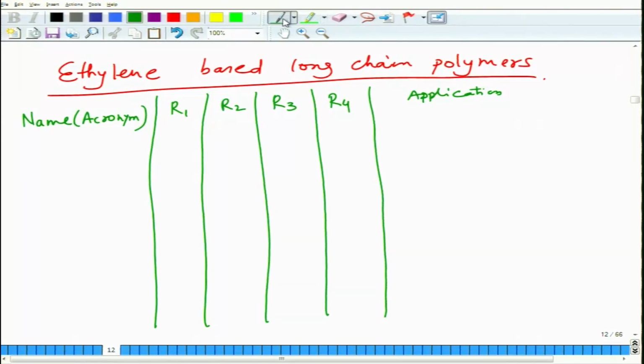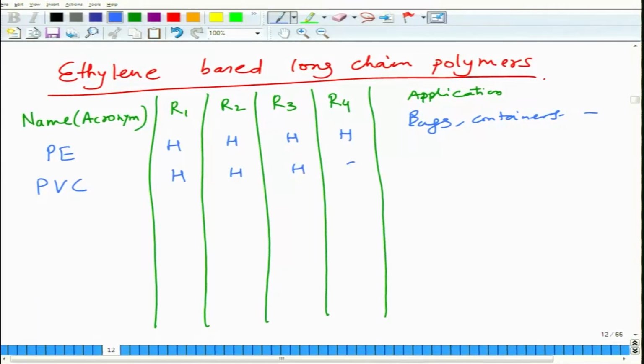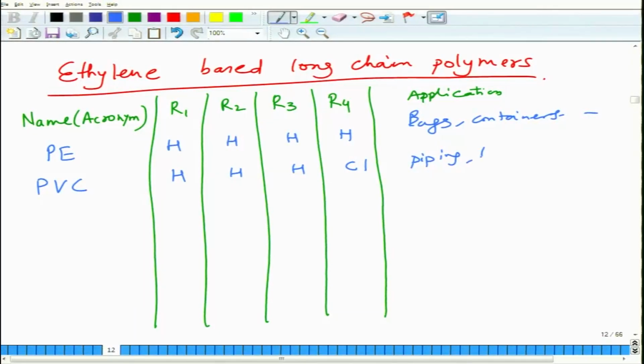The first one that we have seen is PE, in which all the groups are hydrogen, and this is used for a variety of applications such as bags, containers, vessels and so on. Polyethylene is a very useful material, right? Second thing that we made was PVC. In this case, 3 hydrogens remain the same, the fourth one is chlorine, and PVC is a little harder because chlorine is a bigger molecule, so it adds to the strength of the polymer. So it's used for making pipes, for example, tubes.